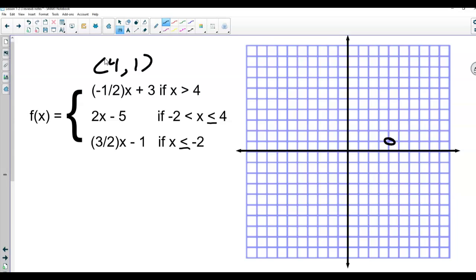My slope is negative 1/2, and I'm going to the right. So think about negative slope. It's up and to the left or down to the right. I'm going to the right. So down 1, right 2. Down 1, right 2. That's really enough. And we draw the line.